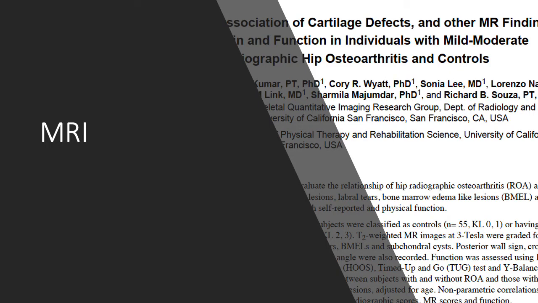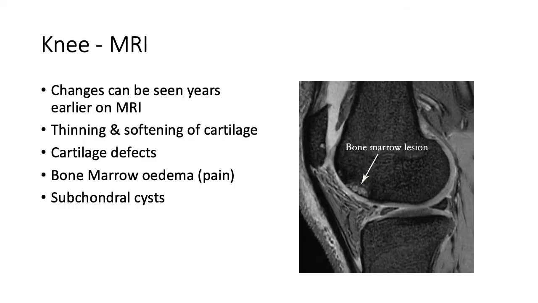So really, the diagnosis of early osteoarthritis in joints is more dependent on MRI. It is far more sensitive and will lead to a diagnosis many years ahead of an X-ray. We can see some typical changes of osteoarthritis in the knee here on a knee MRI.